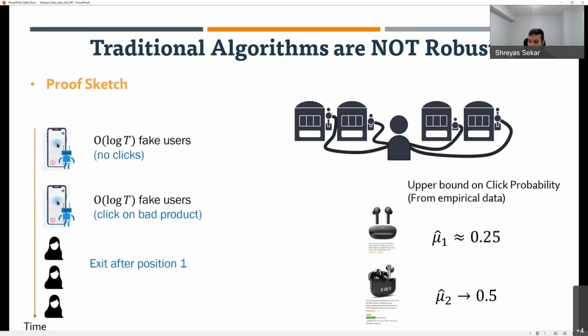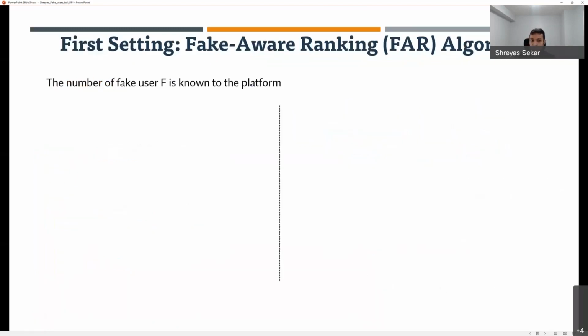Okay, so what we've really shown is that these traditional bandit algorithms, such as UCB, can get really poor regret. In particular, the regret is linear, even with log T fake users. So if UCB does not work, what can we do? To answer the question, I'm going to start with our first setting, which is the fake aware ranking setting. Remember, in this setting, we already know the number of fake users. So how can I use this information to come up with a good ranking algorithm?